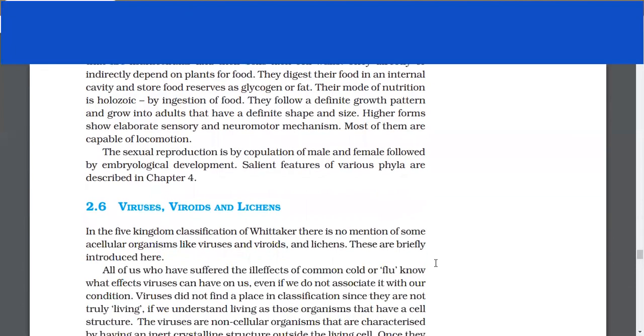Higher forms show elaborate sensory and neuromotor mechanisms. Most of them are capable of locomotion. The sexual reproduction is by copulation of male and female followed by embryological development. The salient features of various phyla are described in chapter 4.